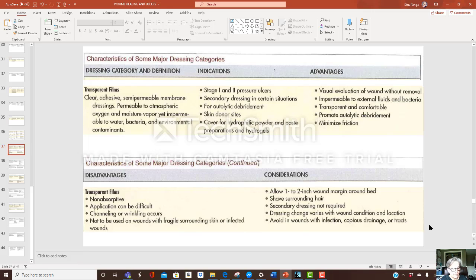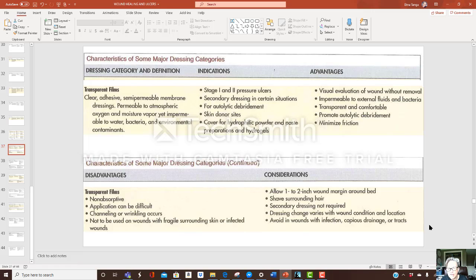Application can be difficult. Channeling or wrinkling occurs. Not to be used on wounds with fragile surrounding skin or infected wounds. Considerations: allow 1 to 2 inch wound margin around bed. Shave surrounding hair. Secondary dressing not required.